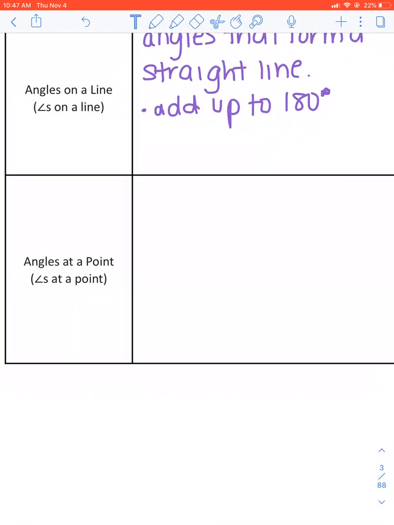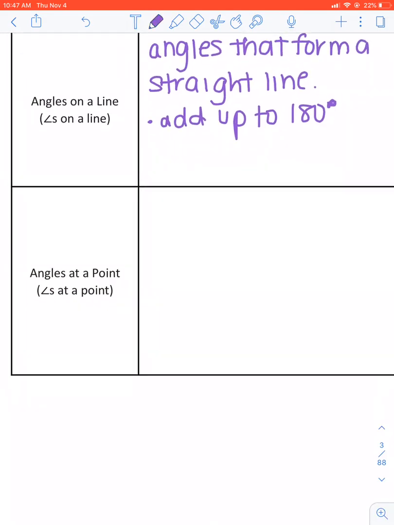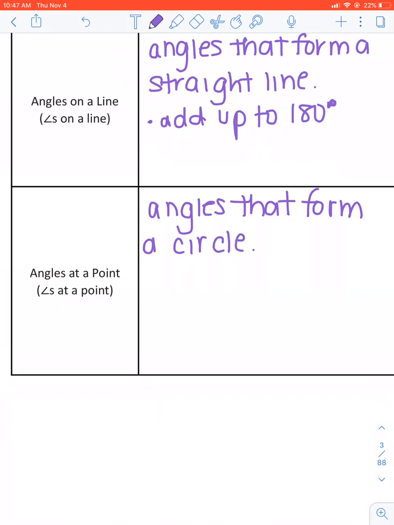All right, last one, angles on a point. These are angles that form a circle. So they go all the way around in a circle. Now, what's special about this? These add up to 360 degrees. A circle is 360 degrees.